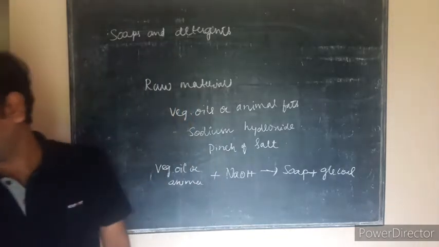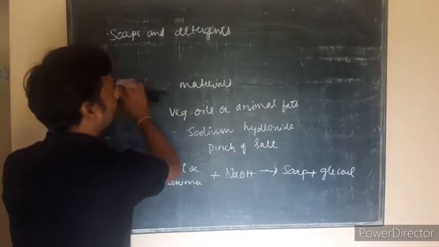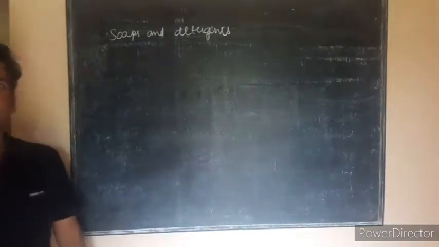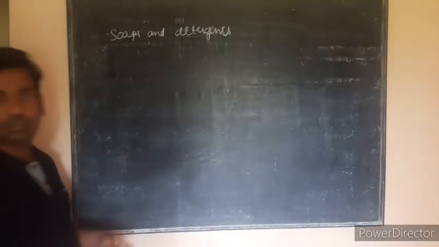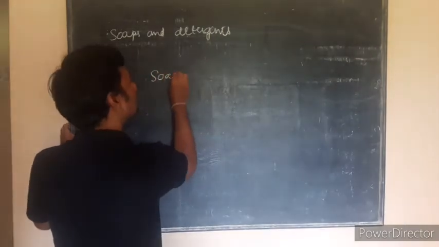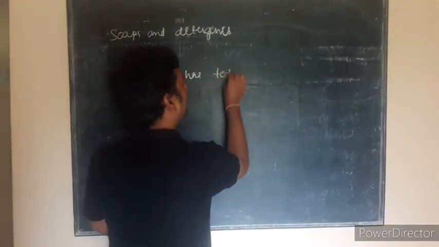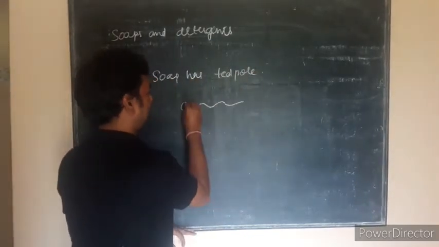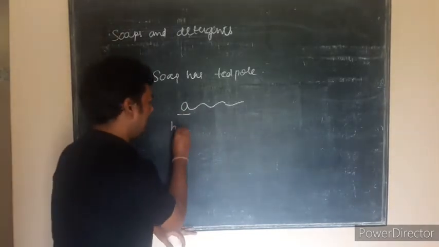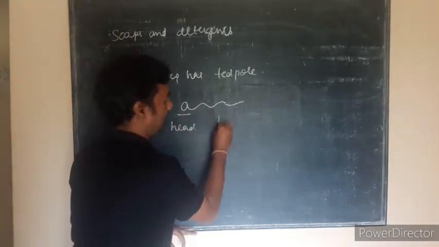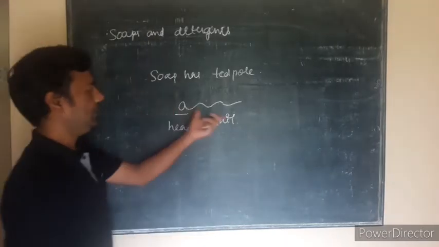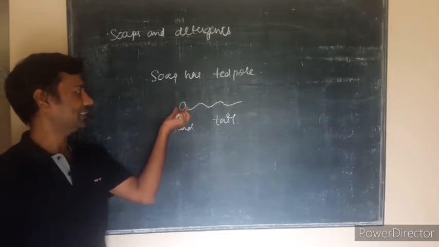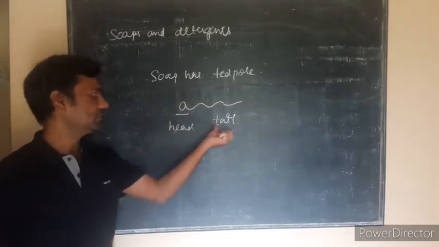Okay. Before going to the cleaning action of soap, we will discuss the structure of a soap. Soap has a tadpole-like structure. For example, it is like this. We consider this one as a head and this as a tail. Head and tail, like this. It is a tadpole-like structure.